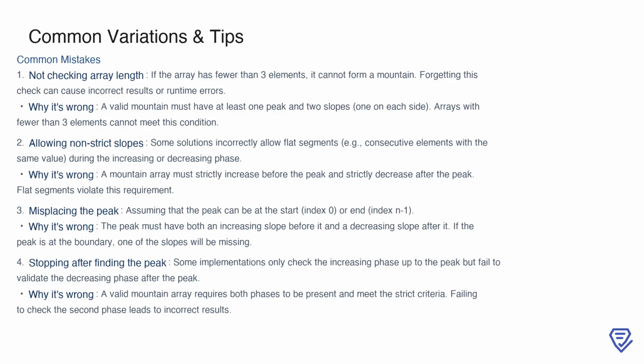Another error is misplacing the peak. The peak cannot be at the start or end of the array because it must have an increasing slope before it and a decreasing slope after it. Without both slopes, the array fails the mountain criteria.